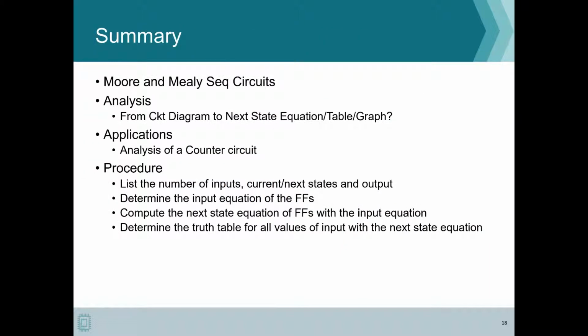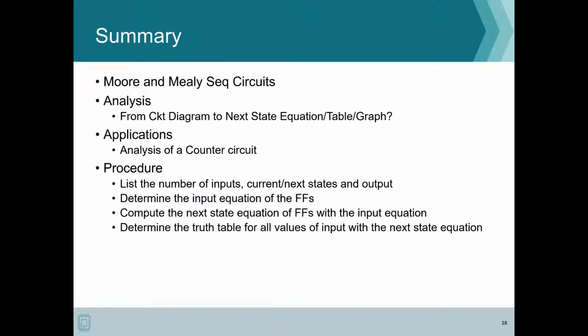So in summary, in this module, we have seen two types of machines or sequential circuits, Moore and Mealy. Students are expected to understand the difference between Moore and Mealy machines, and how you can identify them from circuit diagrams as well as state transition graphs. We have also seen many examples of FSM analysis, that is, how you can get from the circuit diagram to the next state equation, or the next state table, or the state transition graph.